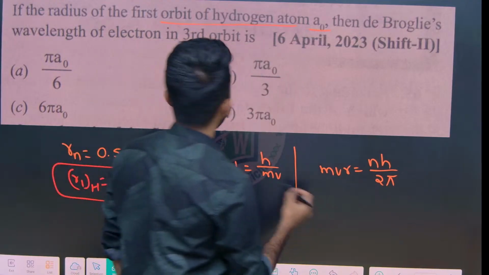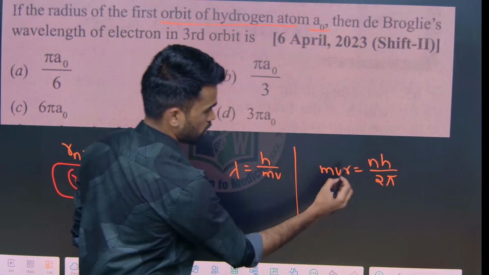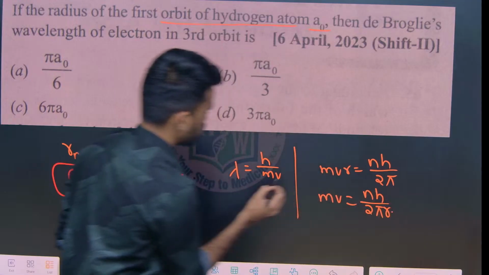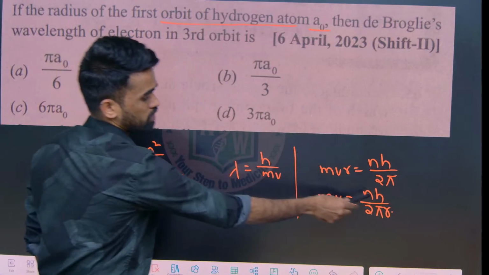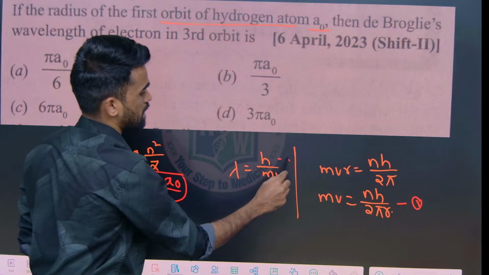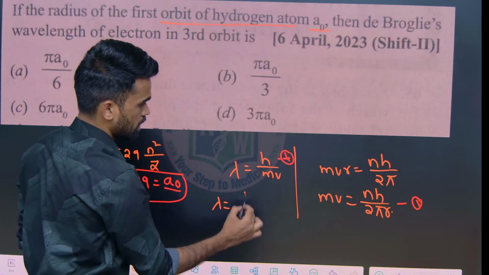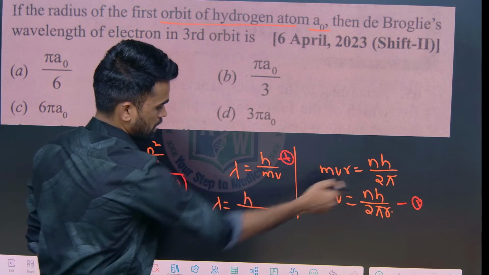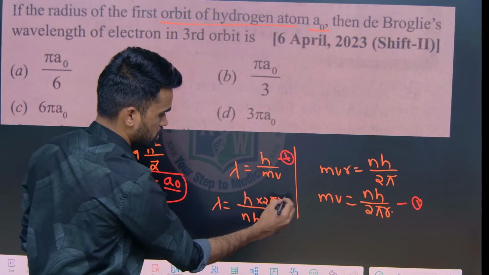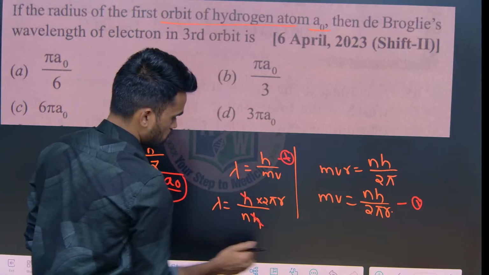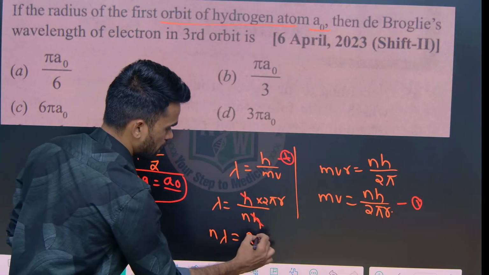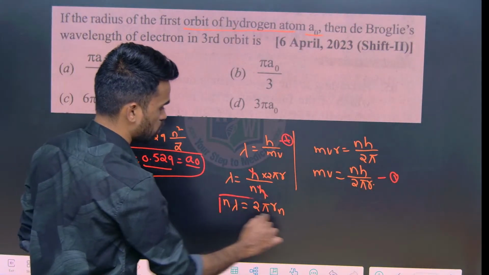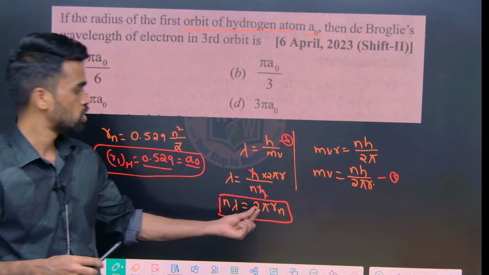So from this, in the place of mv I can write nh by 2 pi r. Wherever I have mv, I can replace it with this. I place this equation in the star equation. Now lambda equals h by nh by 2 pi r, that is 2 pi r. So h can be removed, and you get n lambda equals 2 pi r n for an nth orbit. This is again one of the important equations for de Broglie's wave equation: n lambda equals 2 pi r n.